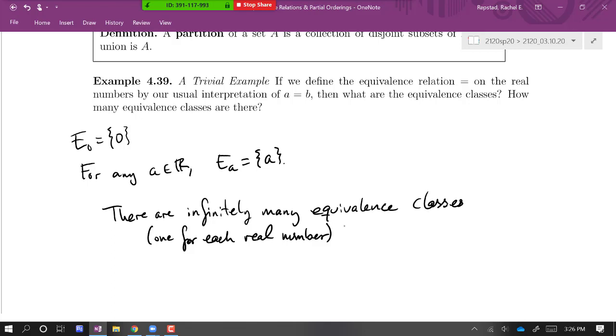And is anybody else relieved that equals is an equivalence relation? Seems like that should be the case. Pretty nice. Yeah. Questions?